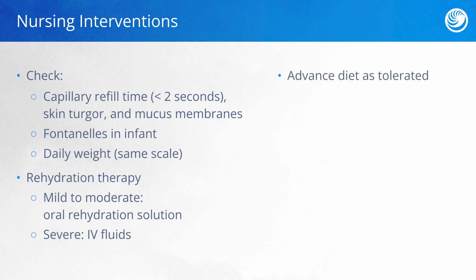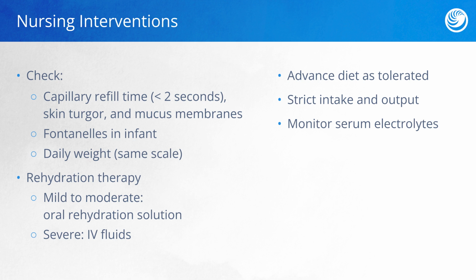Advancing diet as tolerated is important as well. Some clients have been experiencing nausea, vomiting, and diarrhea, so slowly advancing their diet will be helpful. Or we want to make sure these clients are safe to eat if they've been unresponsive, listless, or lethargic. Strict intake and output and monitoring serum electrolytes is also important. Again, we want to make sure we're replacing any electrolytes that have been lost. And monitoring for an increase in that urine output if the patient was experiencing oliguria or anuria.